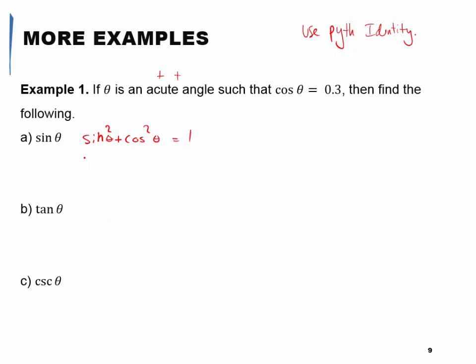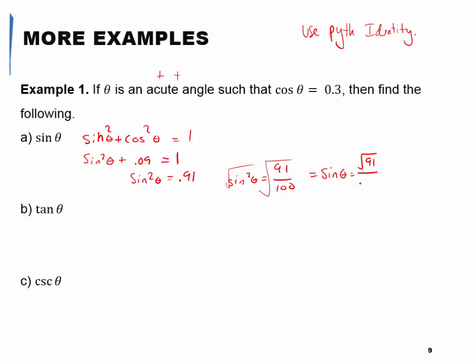Sine squared plus cosine squared equals 1. We have sine squared theta plus 0.09 equals 1. We have sine squared theta equals 0.91. We have sine squared theta equals 91 over 100. We're going to square root both sides, and we get sine theta equals square root 91, which is prime, over 10. If you got that, arrivederci. Very nice job.